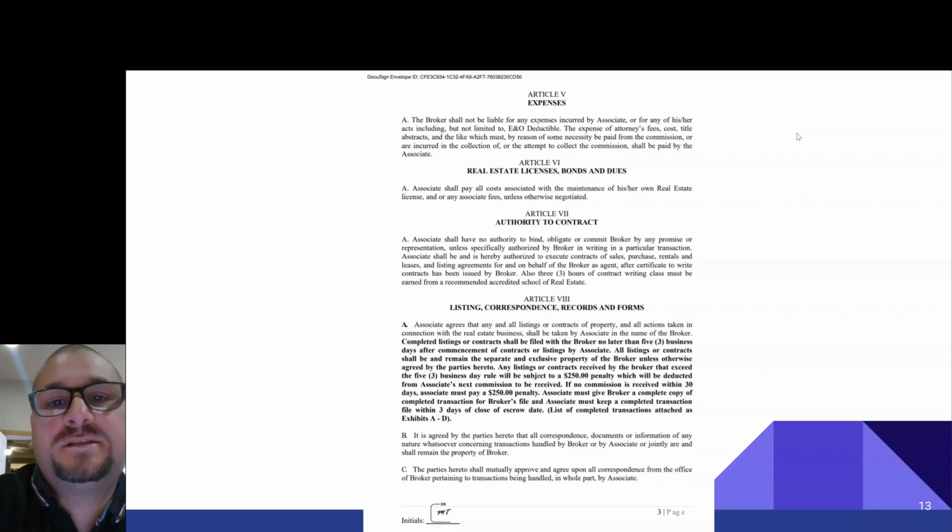Article 8, authority to contract. Associate shall have no authority to bind, obligate, or commit broker by any promise or representation unless specifically authorized by broker in writing in a particular transaction. Associate shall be and is hereby authorized to execute contracts of sales, purchase, rentals, and leases, and listing agreements for and on behalf of the broker as agent.